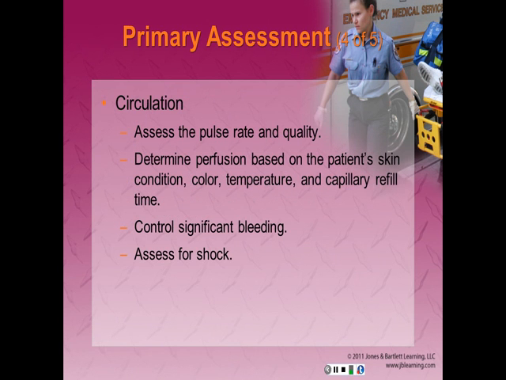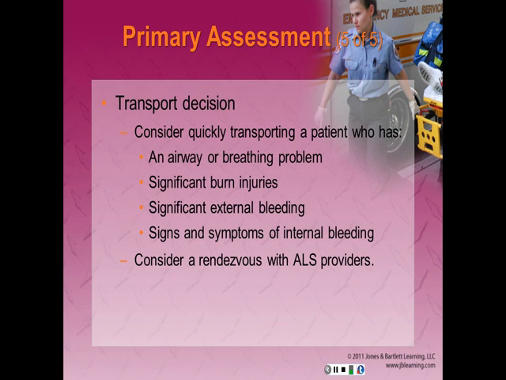Also assess for shock. Make your transport decision. Consider quickly transporting a patient who has an airway or breathing problem, significant burn injuries, significant external bleeding, or significant signs and symptoms of internal bleeding. It may be appropriate for you to rendezvous with ALS providers.